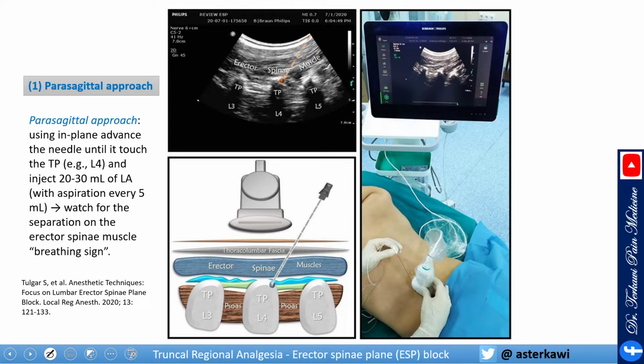So when we do lumbar erector spinae block, there are at least four reported approaches. The parasagittal, which is the one I prefer. I think it's the easiest one. So this is how you place your ultrasound probe. And then you move lateral until you see the TP. And as you see the TP here, you come in plane, touch the TP and wash the erector spinae separating, like the breathing sign we saw in the thoracic level.